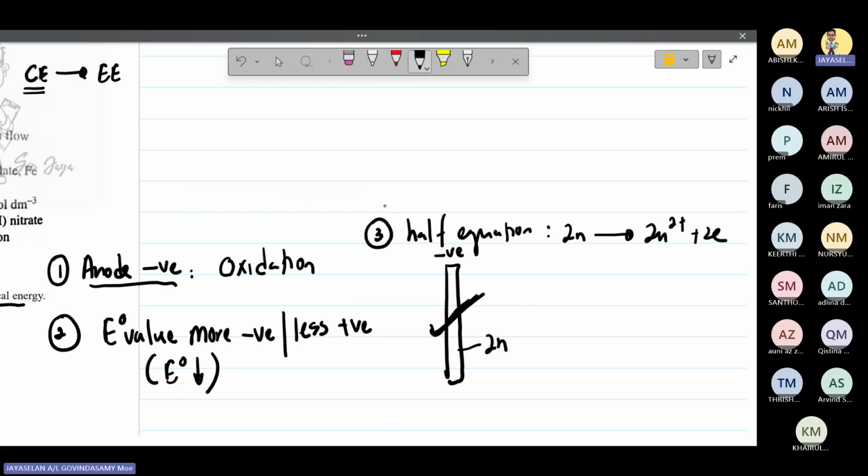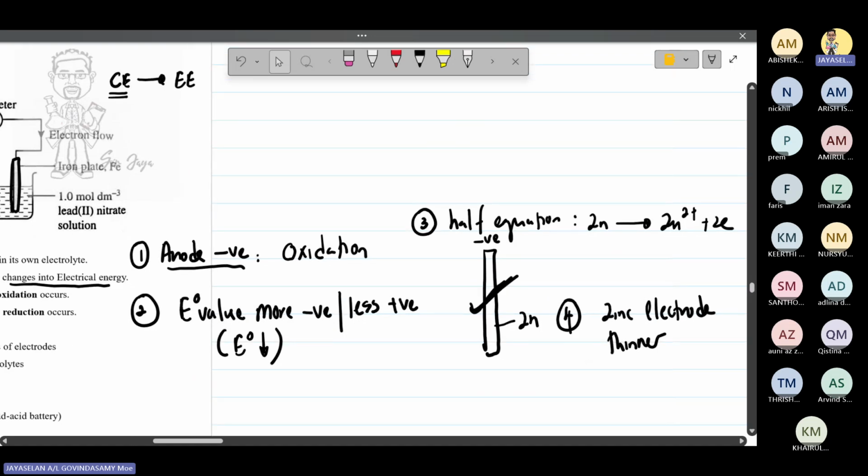And what is your observation? Point number 3 sudah hafal. Point number 4. Anode, remember what is your observation? So here zinc electrode become what? Become thinner. Dia akan menjadi nipis. Itu je you kena hafal. Any question? So anode settle.